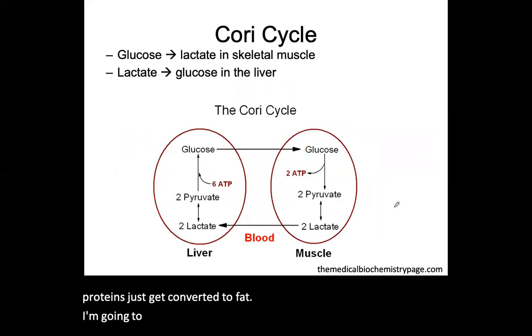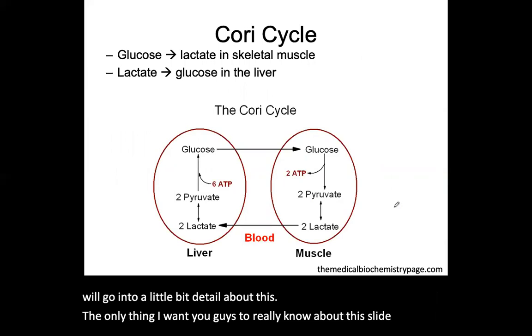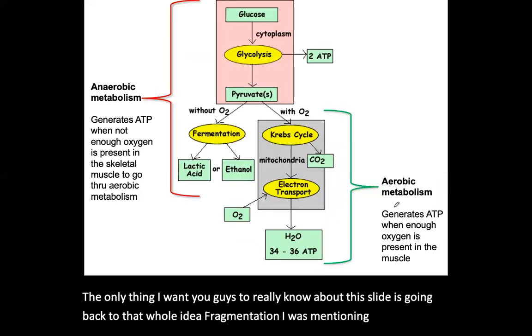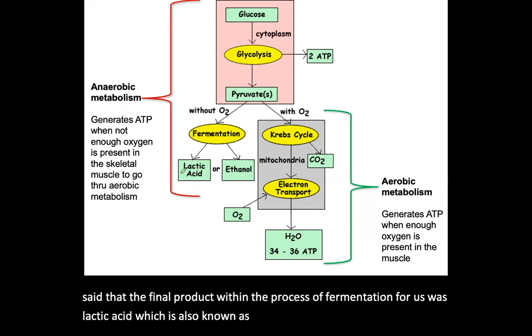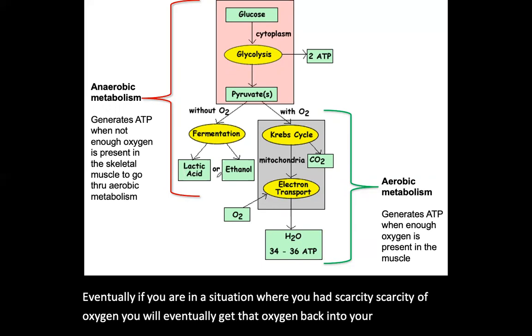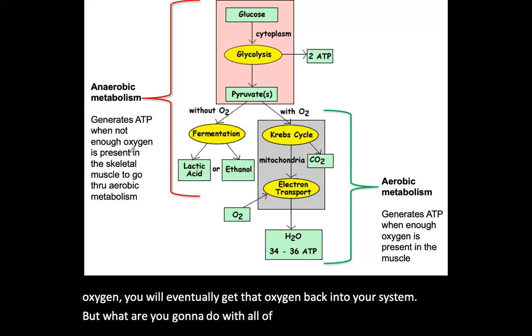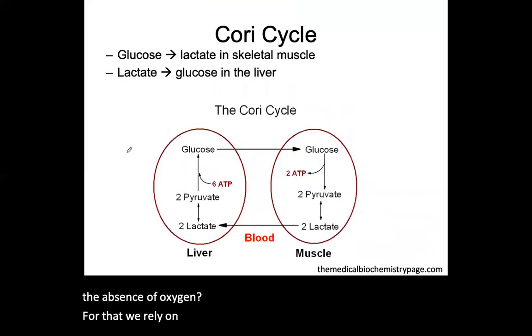I'm going to skip this slide for you, or I'm not going to skip it, I should say. I will go into a little bit of detail about this. The only thing I want you guys to really know about this slide is going back to that whole idea of fermentation I was mentioning earlier. So we said that the final product within the process of fermentation for us was lactic acid, which is also known as lactate. Now, eventually, if you are in a situation where you had a scarcity of oxygen, you will eventually get that oxygen back into your system. But what are you going to do with all of that lactic acid that was built up in the absence of oxygen? For that, we rely on a process called the Cori cycle.